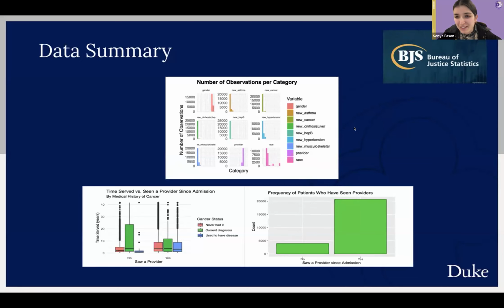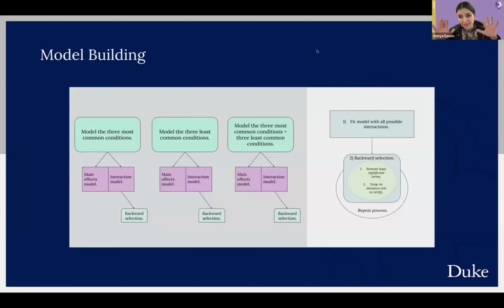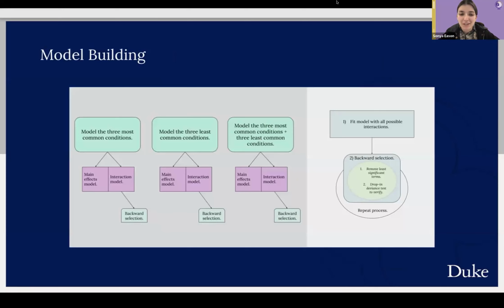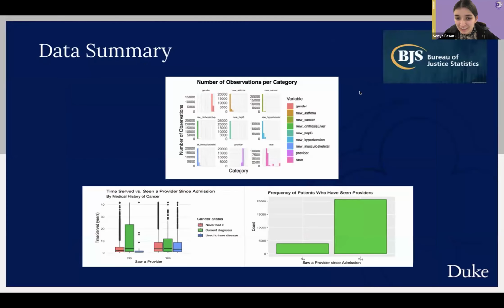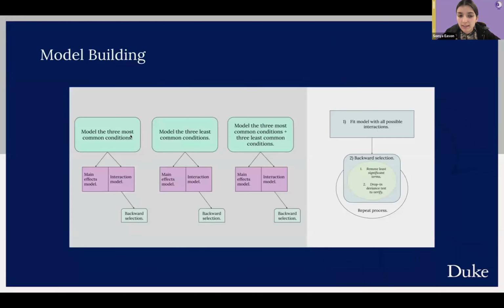So now what's the actual process behind my experiment? Well, I decided to make 3 categories of models. Models under the framework of, hey, let's have information about the 3 most common medical conditions available in this data set, which in this case were asthma, hypertension, and musculoskeletal issues. Okay, and then let's make models with that.